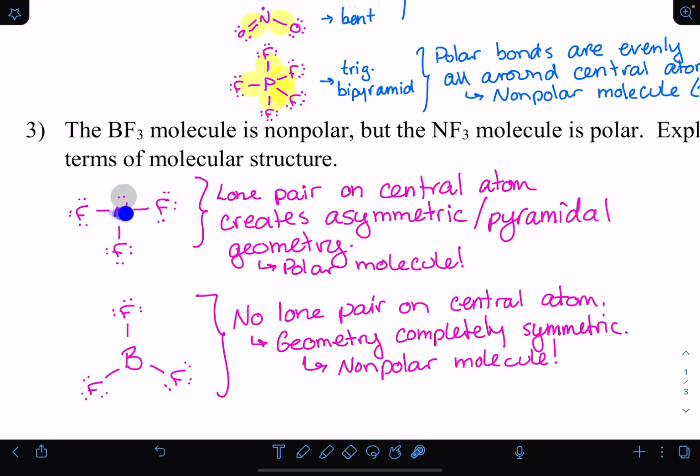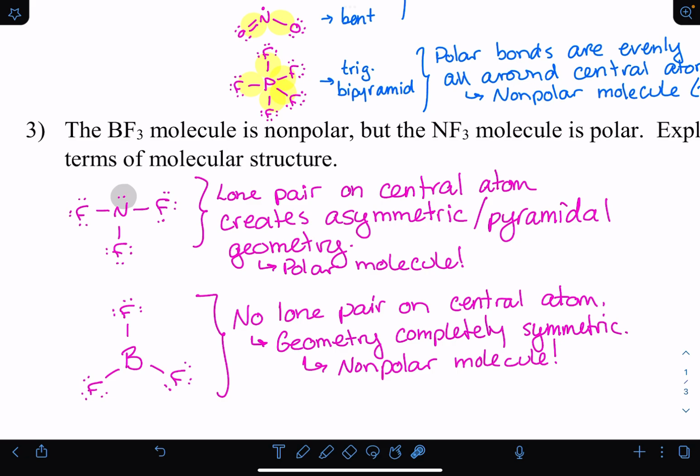That's because I have this lone pair here, that makes my geometry a trigonal pyramid instead of being planar. It creates that asymmetry in the molecule that is making it polar. Whereas BF3 does not have that lone pair on the central atom, so it's going to be completely symmetric. It is a planar molecule, meaning that it is going to be nonpolar.